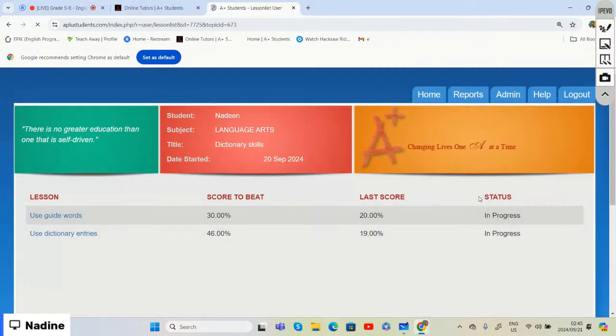All right, so this is the end of our lesson on dictionary skills. We said that when you're looking for a specific word in the dictionary, we have guide words that will guide you. It is the first word you'll find on that specific page, as well as the last word, and every other word in between is in alphabetical order.